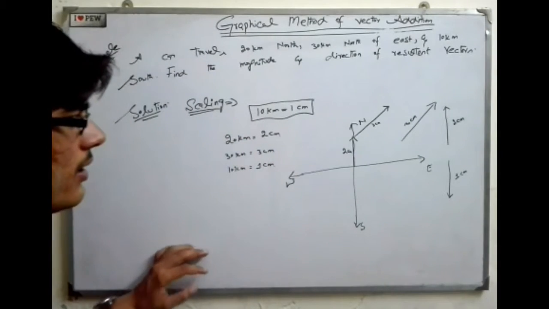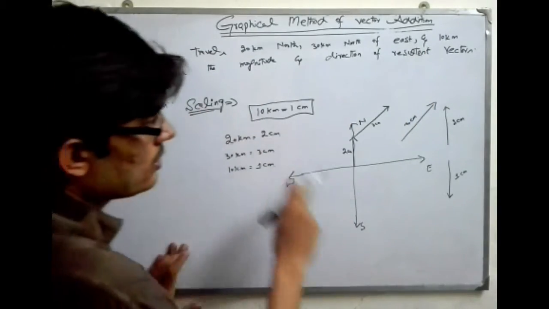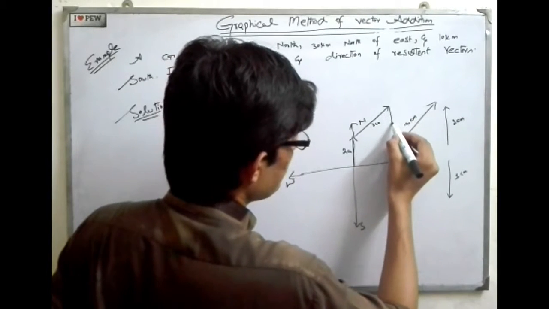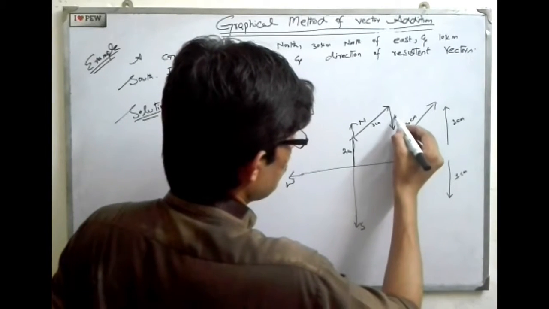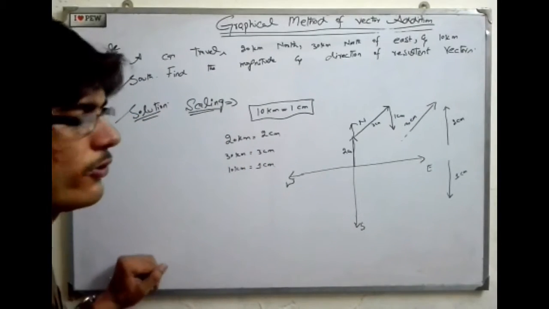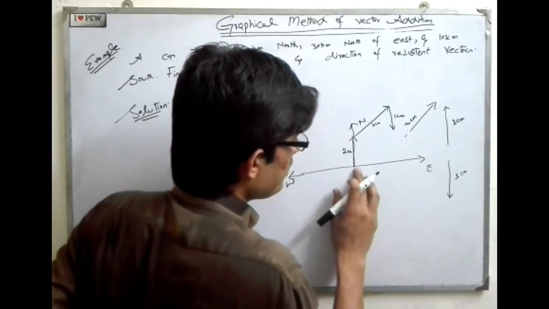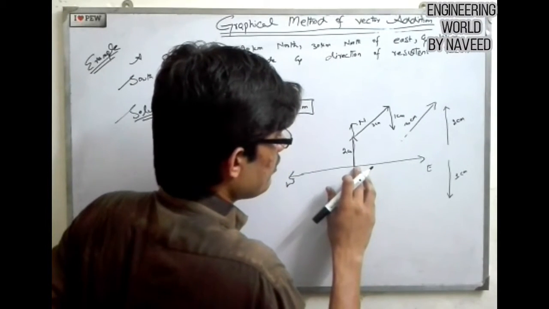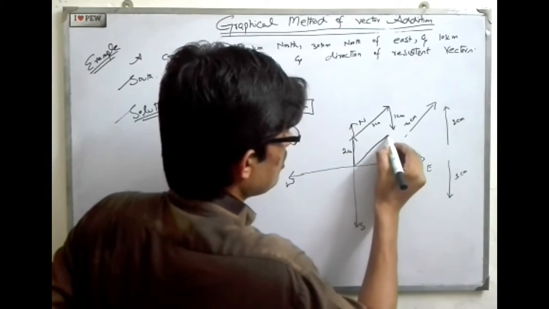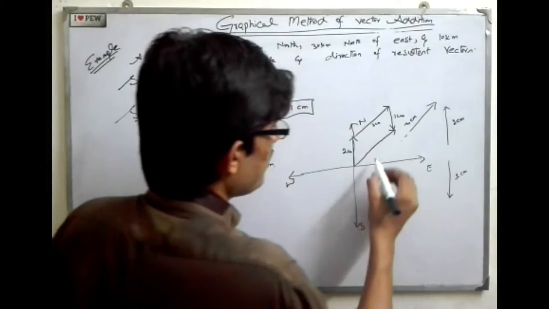Now after that I will draw the last, which is 10 kilometer towards south, and this is 1 centimeter towards south. So I will draw it in this direction, 1 centimeter towards south. Now the resultant vector will be found by joining the tail of the first vector with the head of the last vector. So this will be my resultant vector.